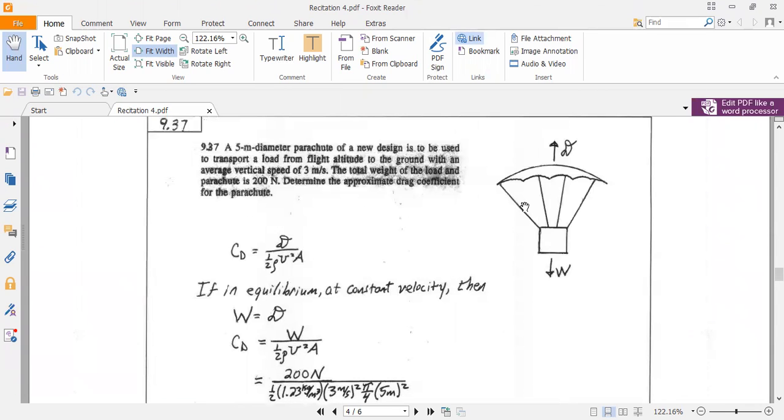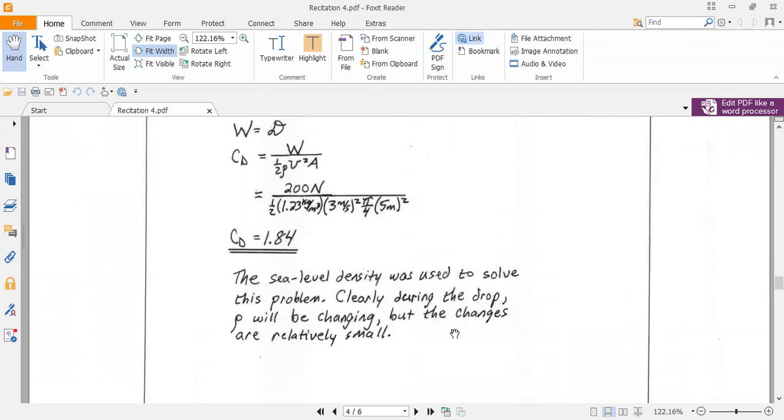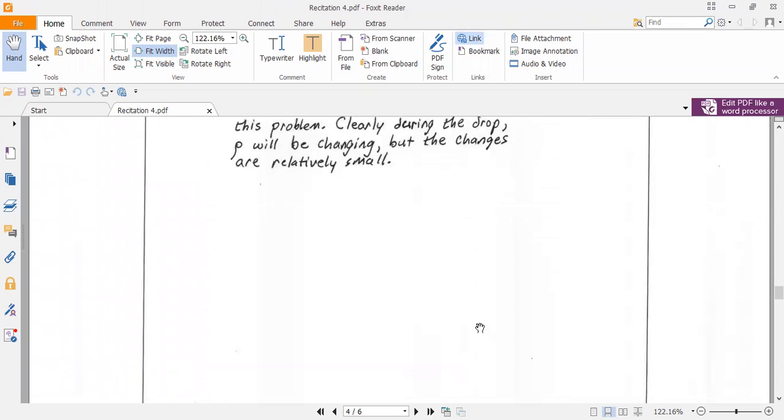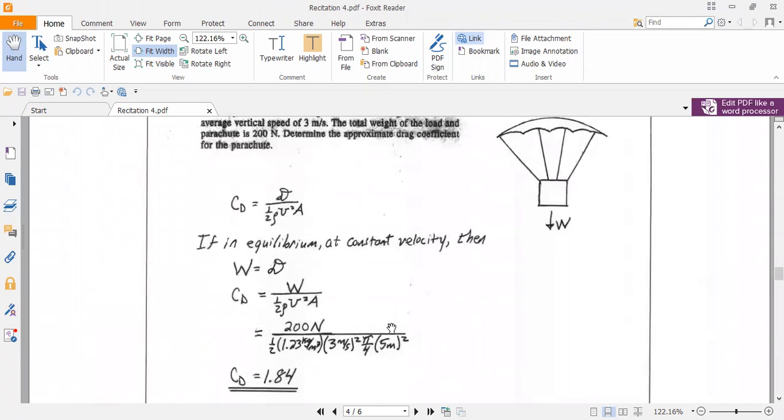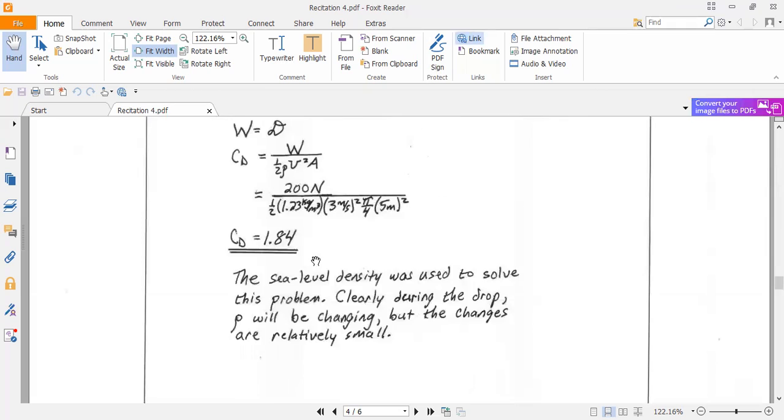So basically, if this parachute is moving from one point to another, there is a little change in density of air, but we assume that it's constant. That's the one assumption. So that's it for question number 9.37.